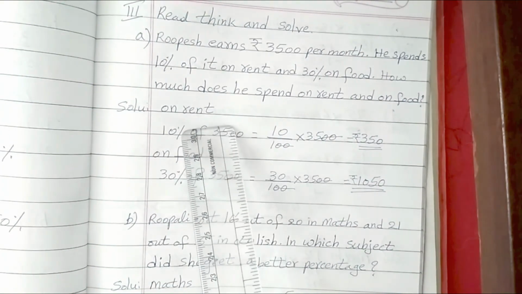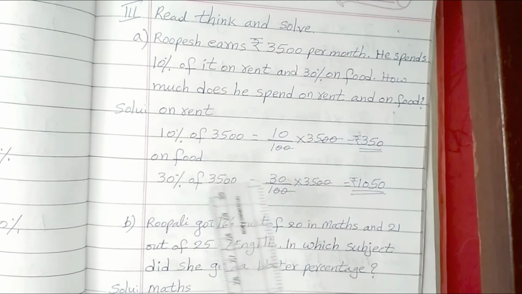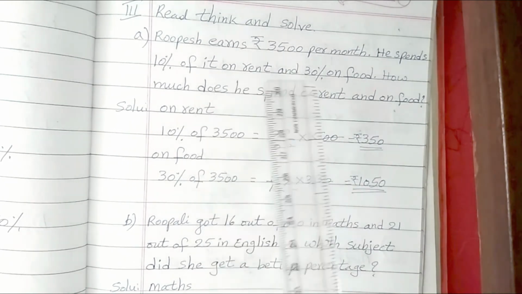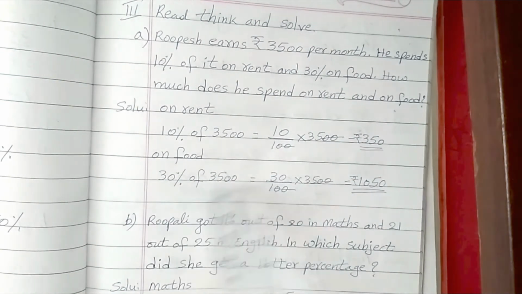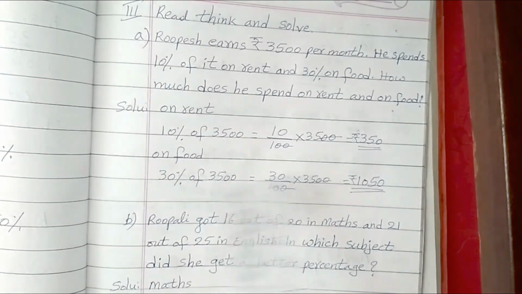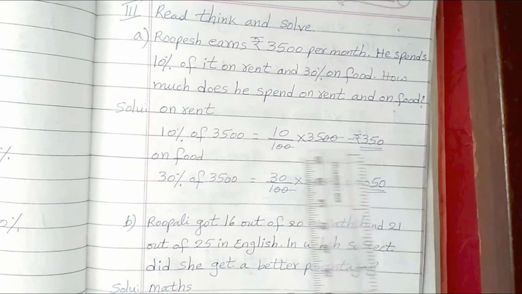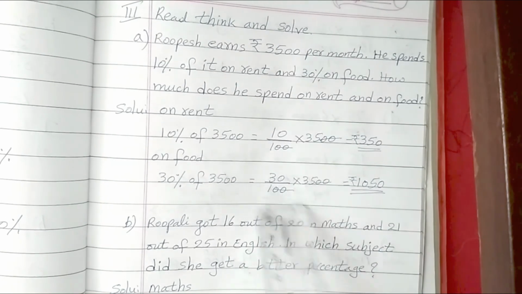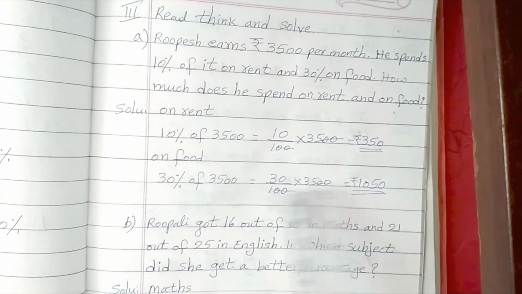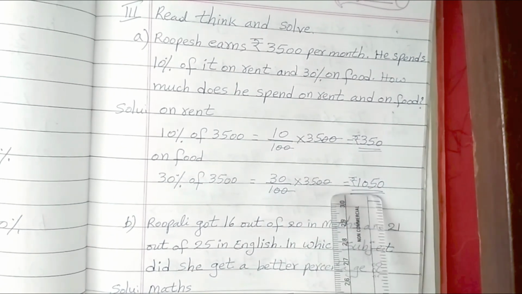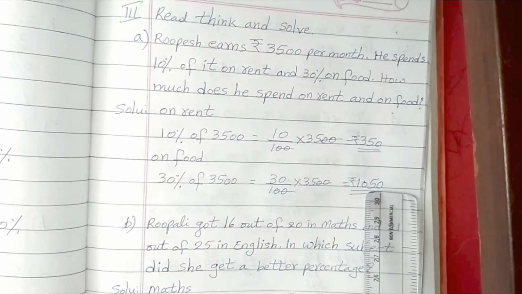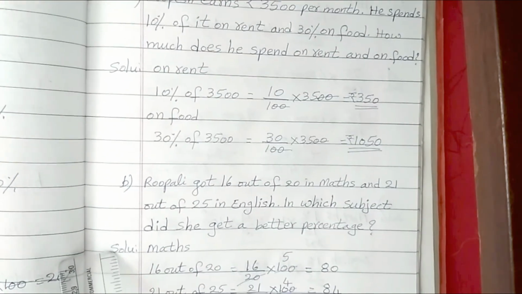Likewise, see for the food. How much percentage is food? 30% of 3,500 rupees, see we have to write as 30 by 100 into 3,500. So the answer is 1,050 rupees. Now see the B bit.